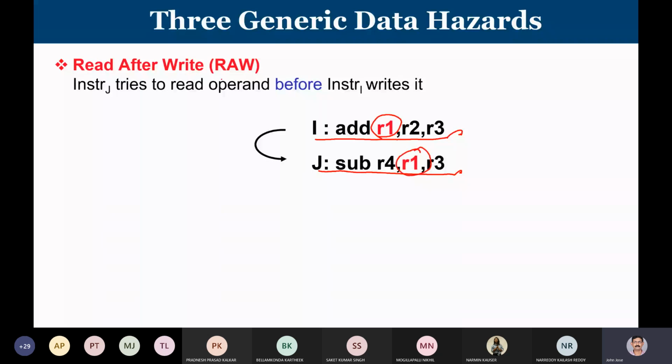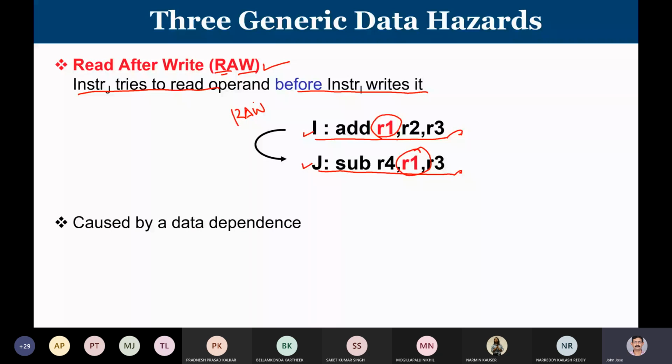to read the result. This is known as a RAW hazard, because I have to read data after the writing is over. So if instruction J tries to read an operand before instruction I writes it, then that is what is known as a RAW hazard. Instruction J normally will read R1 before instruction I completes writing in R1, and that is why the name RAW. This is actually caused by a data dependence. There exists a dependency from I to J.